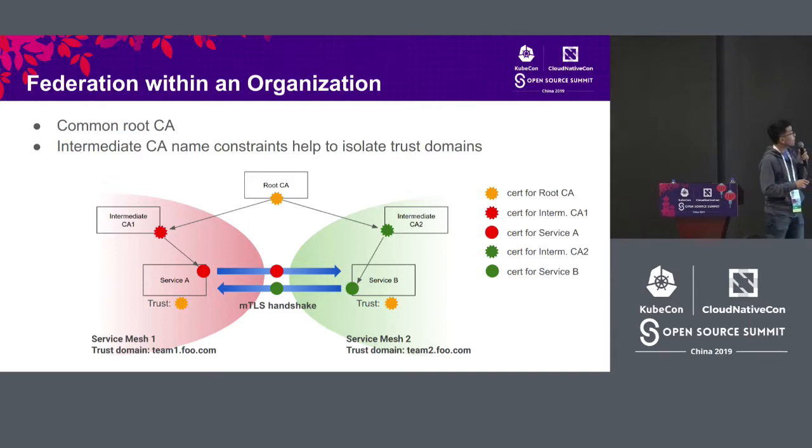Beyond that, our recommendation is that intermediate CA name constraints can be helpful for isolating the trust domains. For example, if you apply the name constraint for intermediate CA1 to only issue certificates for team1.foo.com, and this one is compromised, for example, it issues a certificate for team 2, which belongs to this part, service B will verify there's a name constraint and decline this connection.